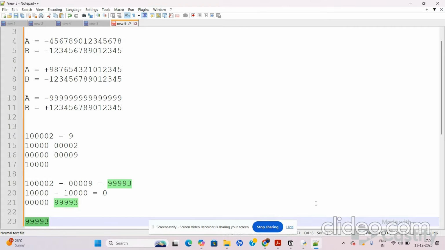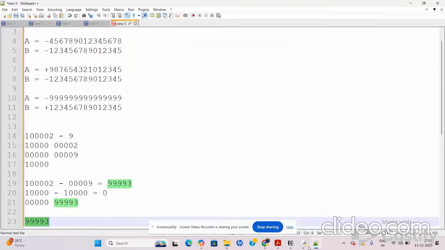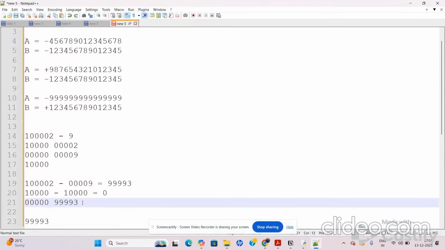I can store only one node with the exact result. So that's why, to preserve the canonical representation, you're going to delete the leading zeros. Remember that we are not deleting the trailing zeros. If there existed a scenario where after this we had zeros like this, no, we are not doing that. These zeros are still valid, they have meaning, but only the leading zeros must be deleted.